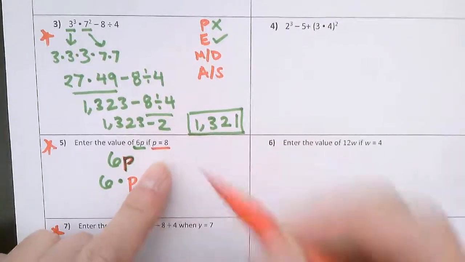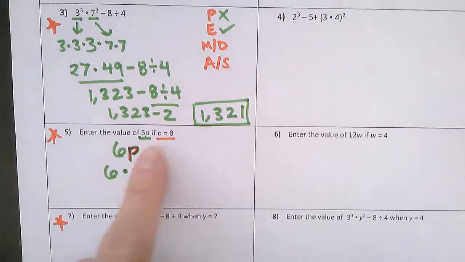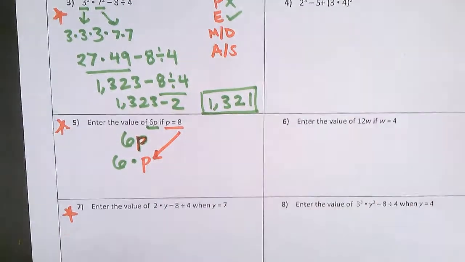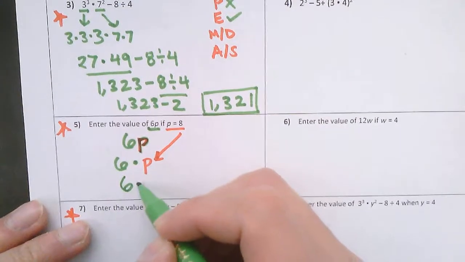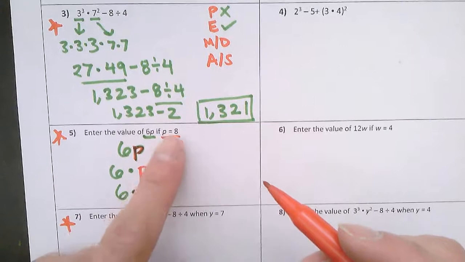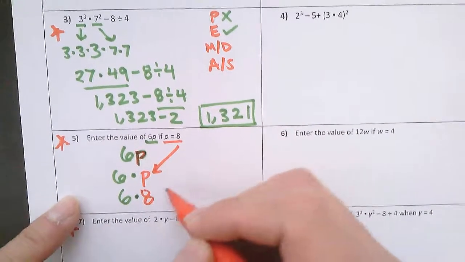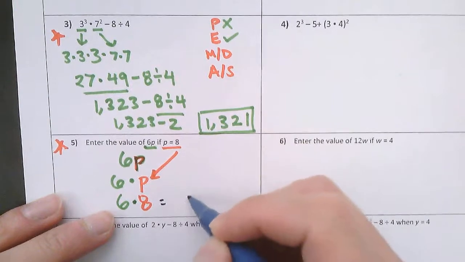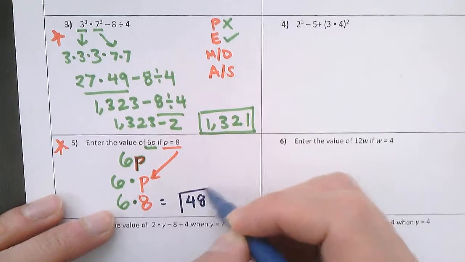And if p is equal to 8, what I can do is I can substitute this 8 in for this p right there. So then it becomes 6 times, and then instead of times p, now it's times 8, because p is equal to 8. So now it's 6 times 8, and 6 times 8, that is equal to 48.